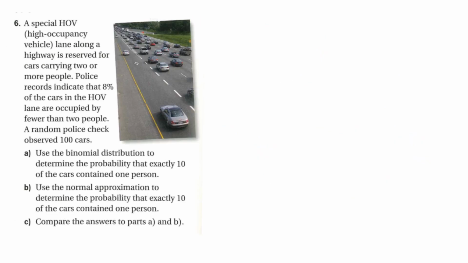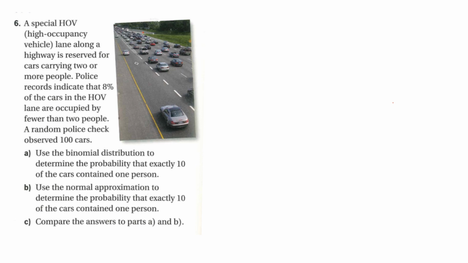Six, a special high occupancy vehicle lane along a highway is reserved for cars carrying 2 or more people. Police indicate that 8% of the cars in the high occupancy vehicle lane are occupied by fewer than 2 people. A random police check observed 100 cars. Okay, so this is a binomial distribution, right? Even though there are a limited number of cars, there is a very, very large number of cars, so we can just use the binomial distribution.